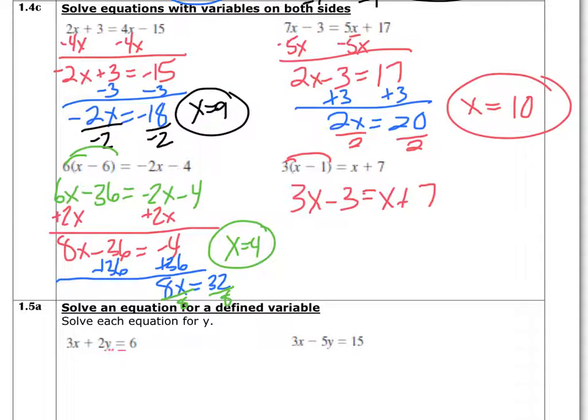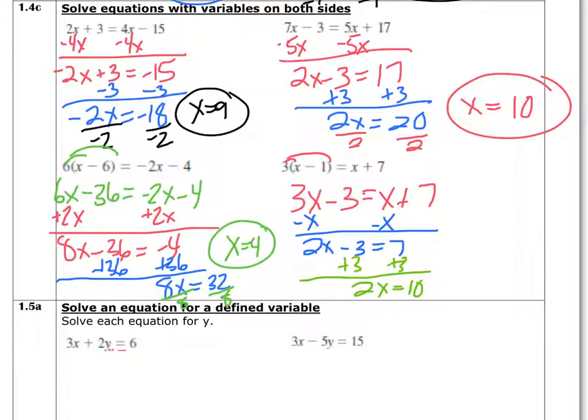So to move a positive x, I'm going to subtract x. And that's going to leave me with a 2x minus 3 equals 7. To move minus 3, I'm going to add 3. And that's going to leave me with 2x equals 10. 2 times x, to get rid of the multiplication, I'm just going to come on in and divide. Therefore, x is going to be equal to 5.